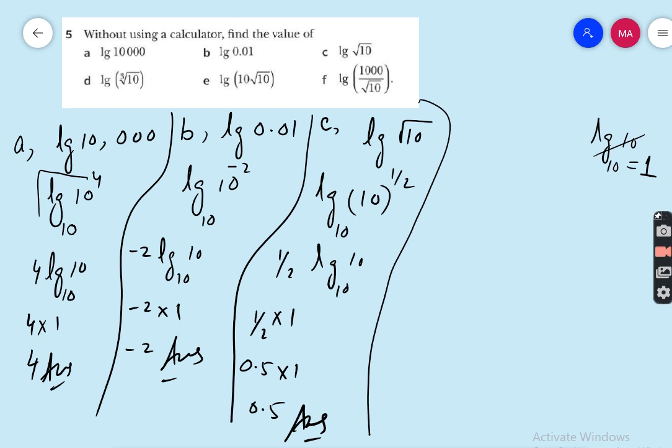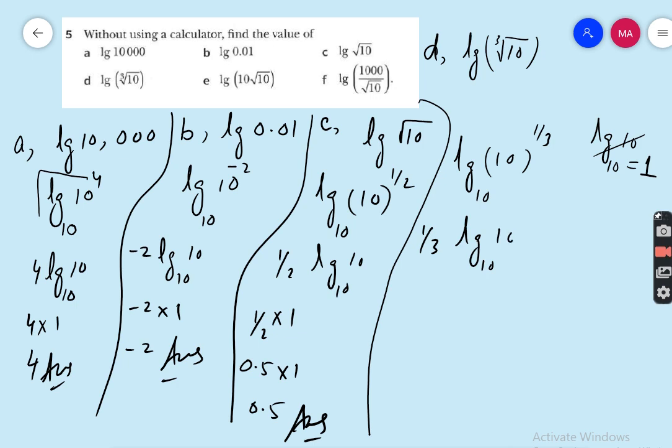Come to part D. Part D is log cube root of 10. Very easy. Write log base 10. Cube root means power 1 upon 3. Power is always right before the log. This implies that 1 upon 3 log 10 10, which is 1. 1 upon 3 into 1 is 1 upon 3. So our final answer is 1 upon 3.